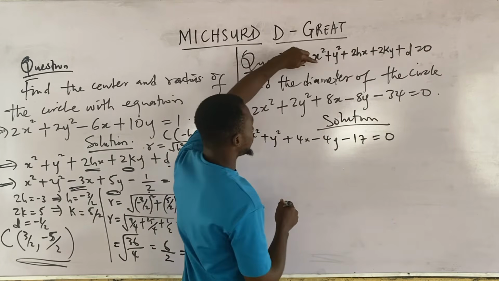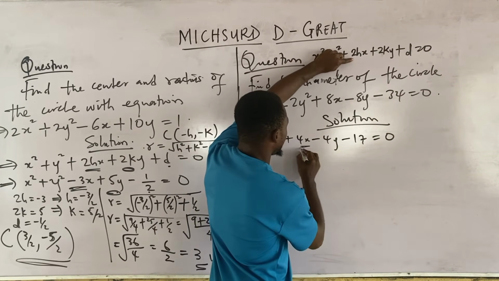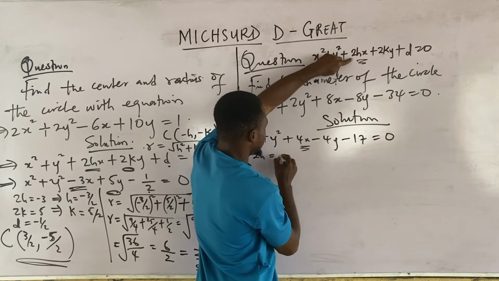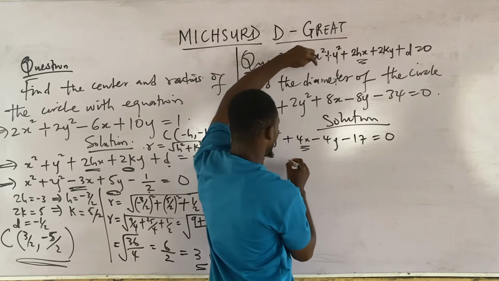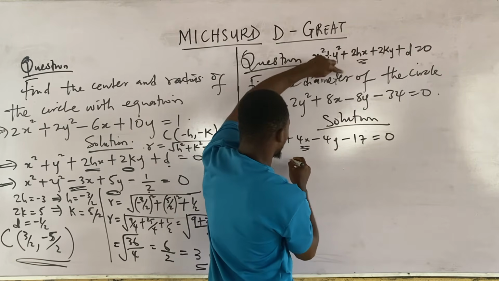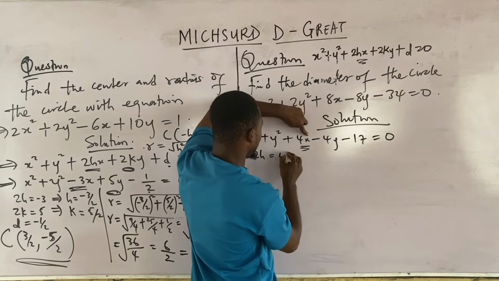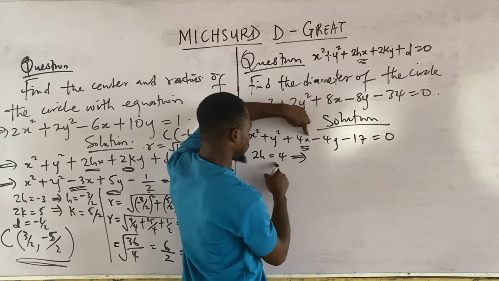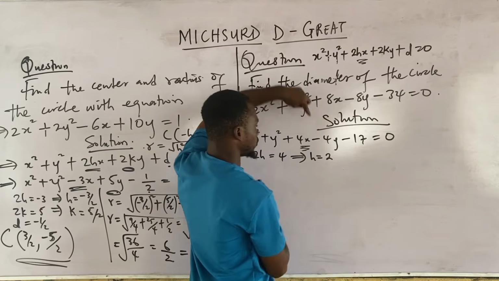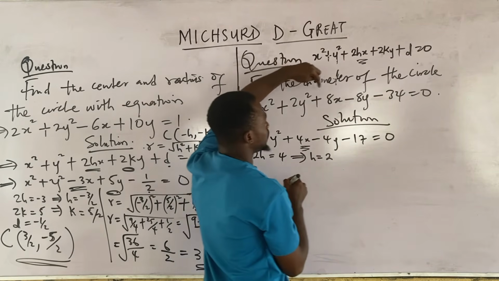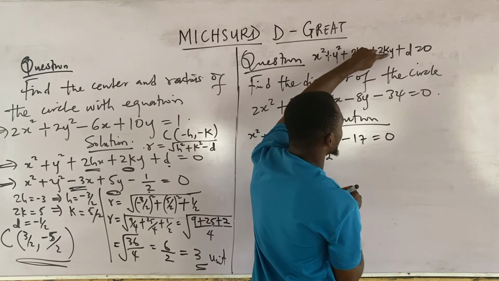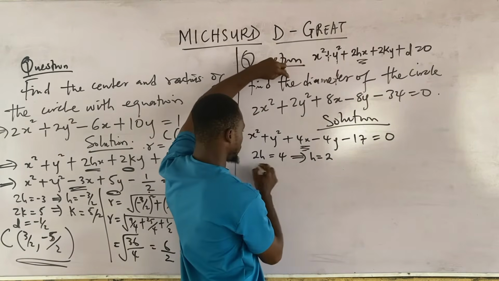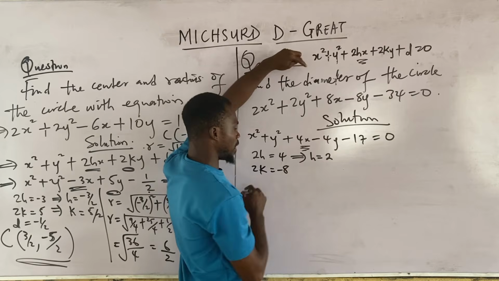So we see clearly from here that this value 2h is corresponding to 4x, which is 4. So x, we cancel out x, we have this. Now we divide through by 2, h is equal to what? 2. And we can also see from here that 2ky is corresponding to minus 8y. So that means 2k is equal to minus what?